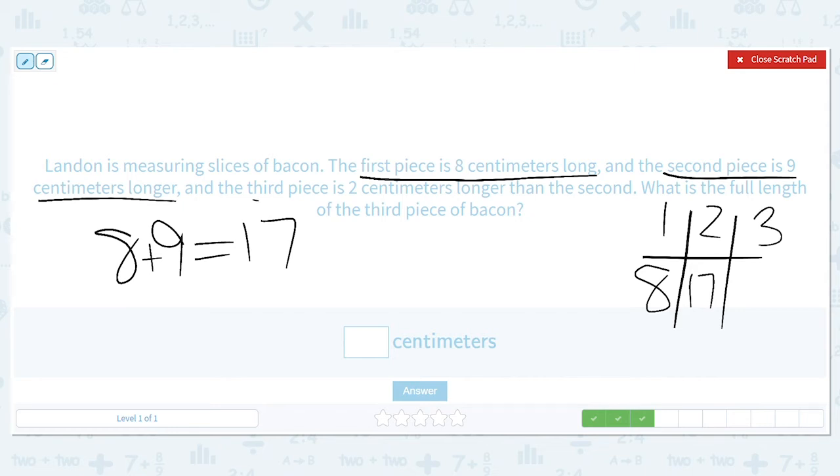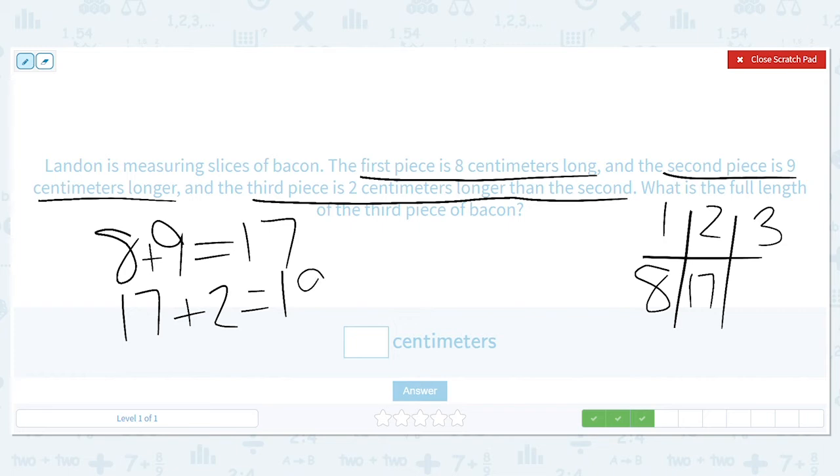The third piece is 2 centimeters longer than the second. How long was the second piece? Yep, 17 centimeters. And it says it's 2 centimeters longer, so we're adding on 2, which means what is the total length of the third piece? 19 centimeters.